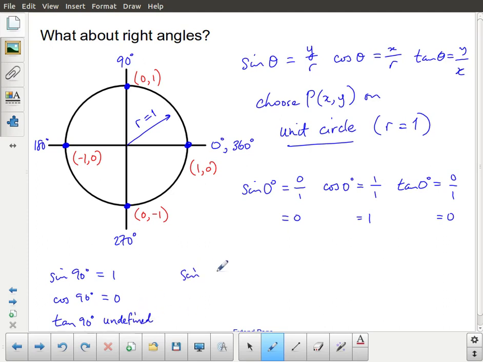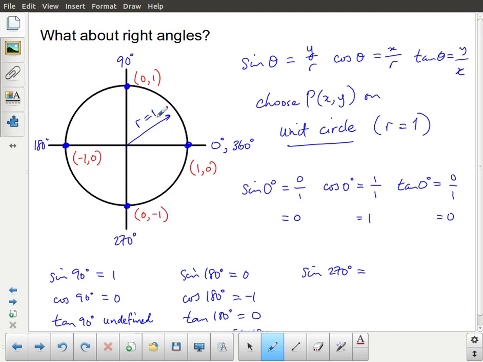The sine of 180 degrees is y over r. So that's going to have a y-coordinate of 0 divided by 1, which is 0. The cosine of 180 degrees is x over r. The x-coordinate here is negative 1, divided by 1 is just negative 1. And the tangent of 180 degrees is the y-coordinate divided by the x-coordinate. That is 0 divided by negative 1, which is equal to 0.